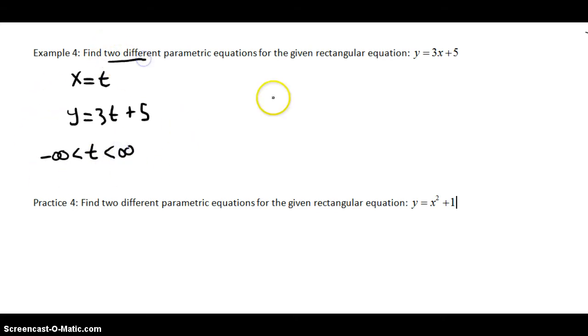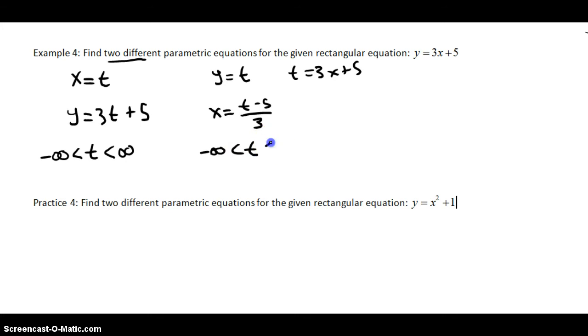Okay, now it says find 2, though, so the other way we could do it is to start with, well, let's let y equal t. In this case, I get the equation t equals 3x plus 5, and now I have to solve for x, so we get x equals (t minus 5) over 3. Same thing here, though. We're going to have a line in both directions going on forever, so the restriction on t is the same, negative infinity to infinity. So either one of these are our two different parametric equations. So go ahead, pause the video, and try practice problem number 4.